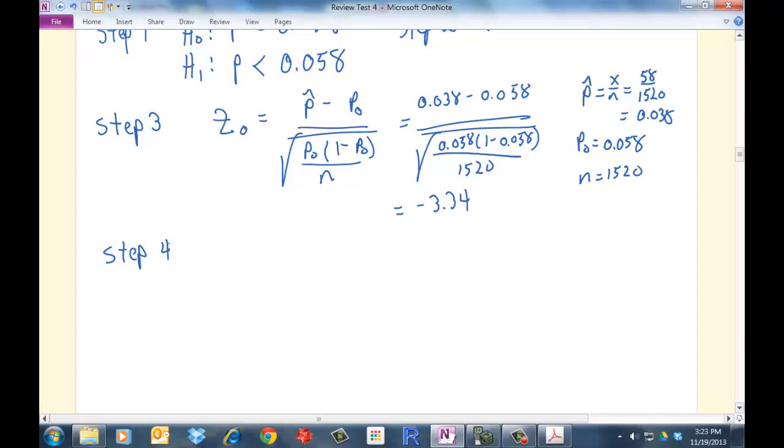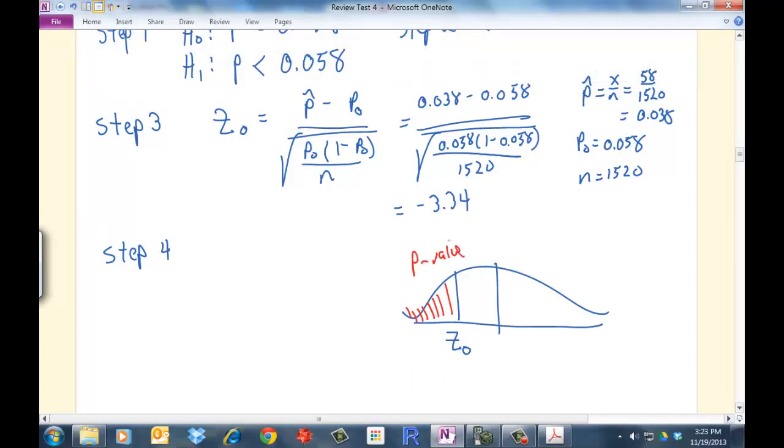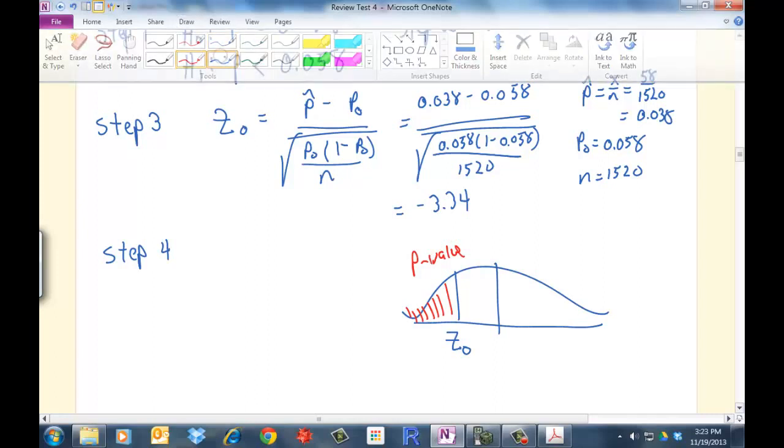So we're going to write down our image from our tables for a left tail test. Z0. And this is the p-value, the red area. So the question is, what is the p-value?